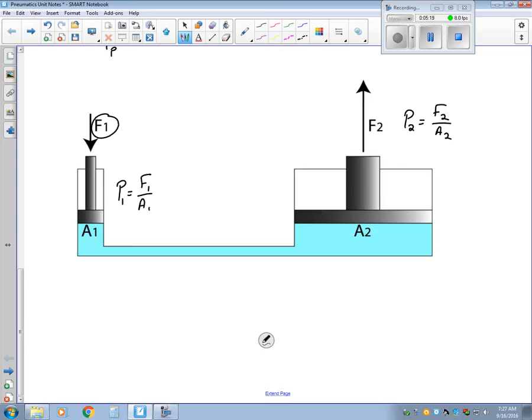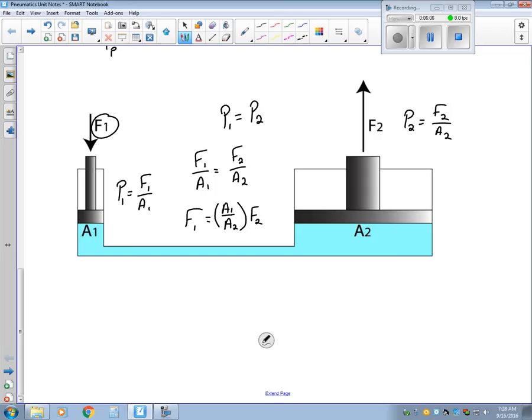And what Pascal's principle is telling us then is that those two pressures are the same. So what I can do is I can set these two fractions equal to each other. And then I can do just a little bit of algebra. I can do some cross multiplying and some dividing, and I find that this force F1 equals A1 divided by A2 times that force F2.